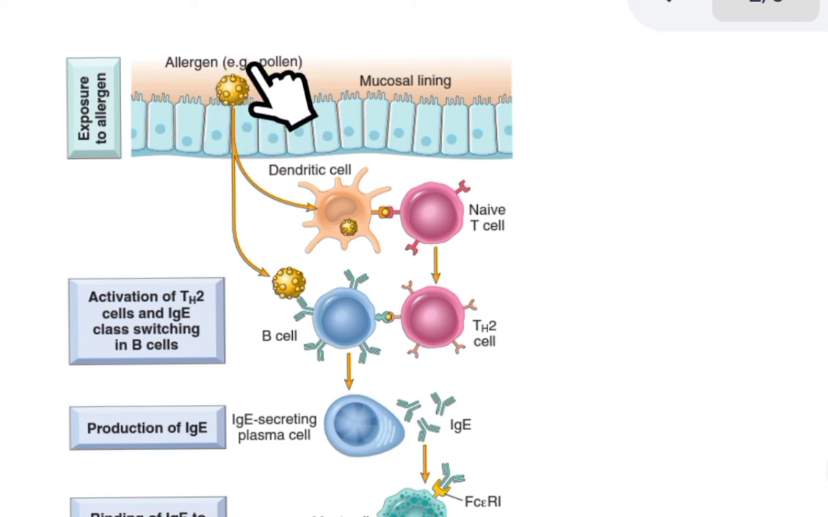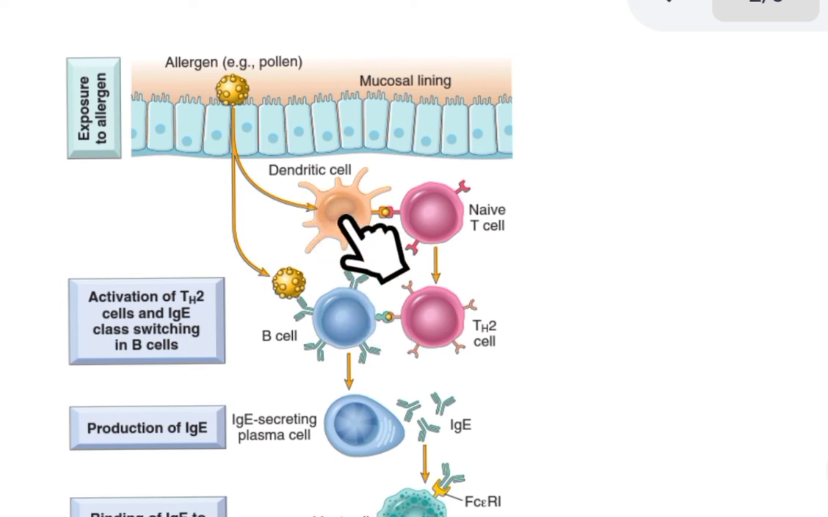We can see that this allergen crosses the mucosal lining into the tissues. Here in the tissue, it encounters various types of white blood cells. We have got dendritic cells, naive T cells, T helper 2 cells, and B cells. These cells are vital in type 1 hypersensitivity.